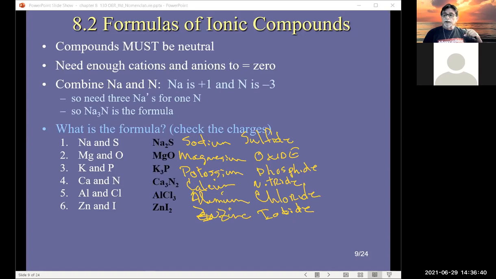We're using -ide instead of -ate. Yeah, Skylar answered it right there. The -ate only deals with the non-metal that's attached to oxygen. So NO3 would be nitrate. SO4 would be sulfate. Okay, refer to the polyatomic table.